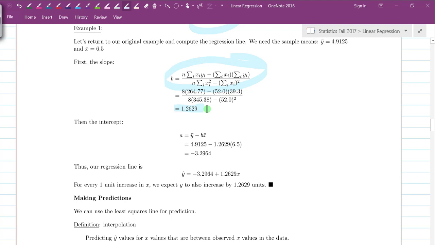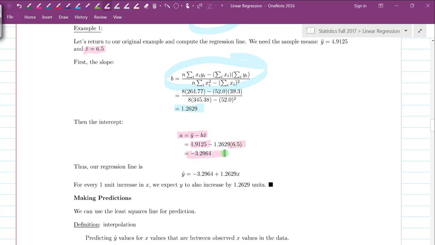And that is our slope. Now to find our intercept, a is equal to y bar minus b times x bar. So from up here, y bar is equal to 4.912 minus our slope, which is 1.2629, multiplied by our x bar right here.